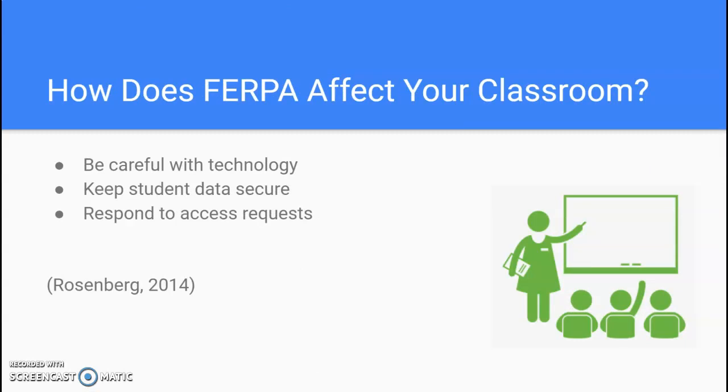So how does FERPA affect your classroom? Well, today, technology is everywhere in the classroom, whether it's using certain apps or using software. We must be careful about what technology and programs we are presenting to our students. Make sure that when you're using any type, it doesn't require any personally identifiable information of your students in order for them to sign up, such as their social security number. Okay? Make sure you keep the students' data secure.